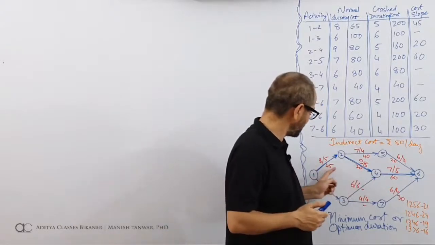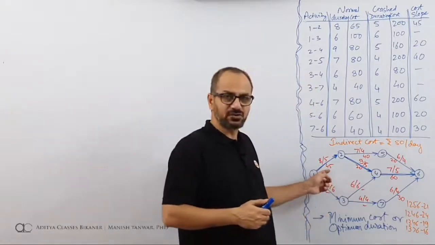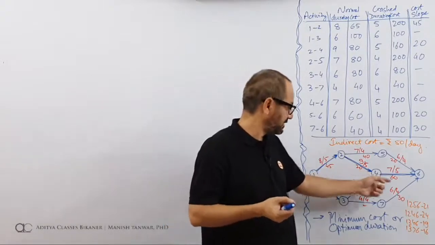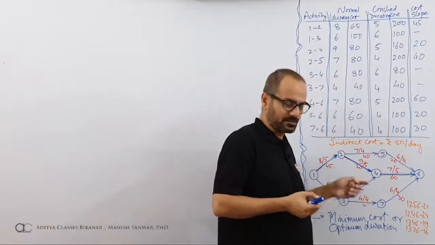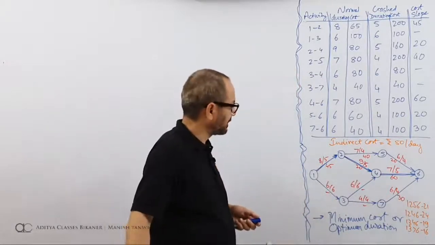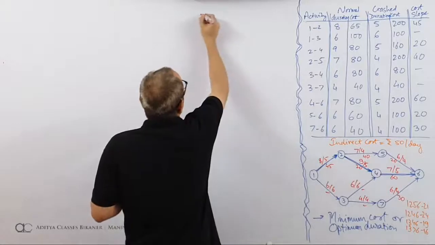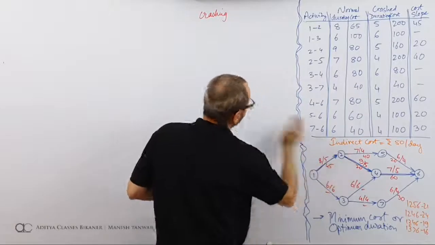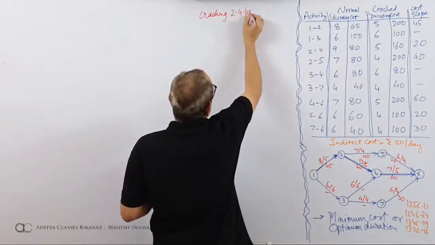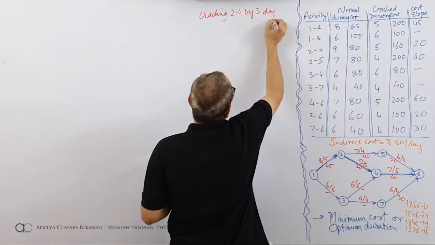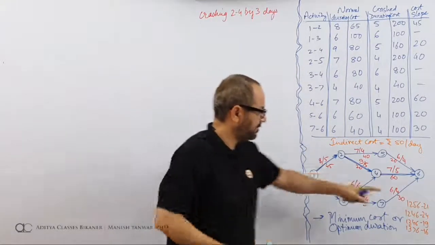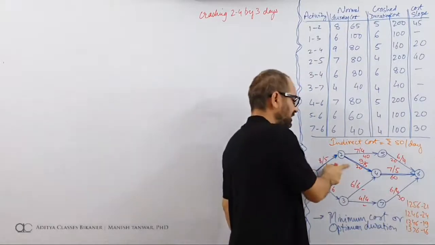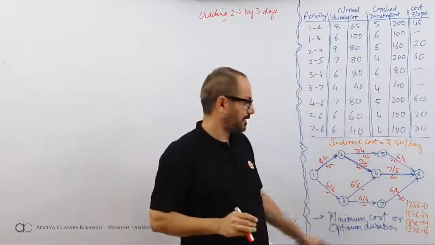Which is the activity that costs me least? This costs me 45 rupees per day. Cost slope. This 20, 60. So this is the cheapest. So what I'll say is, I'll declare that crashing 24 by 3 days. You need 3 days because you need to bring 24 down to 21. You need to crash it by 3 days. You can crash 3 days over here, 3 days over here, 2 days over here, anything. But this is the cheapest.